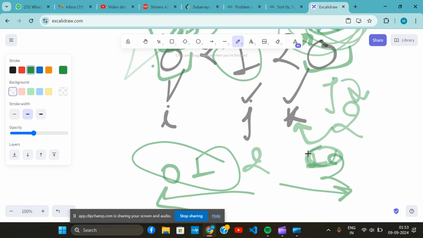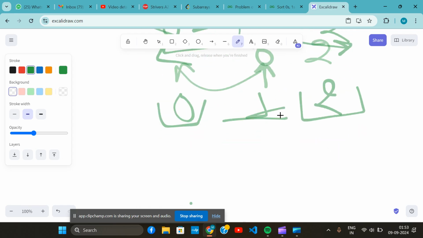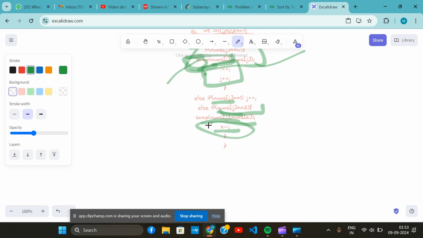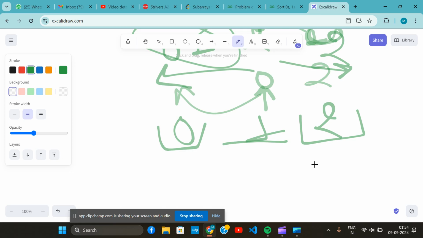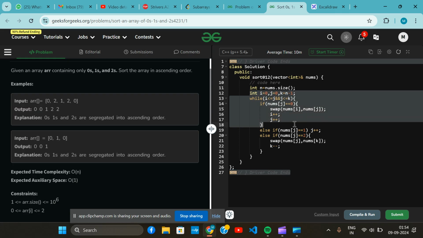So if it is 0, and I swap, then 0 and 2 are here after swapping nums of J and nums of K. Then I have to swap nums of J with nums of I also. So I don't have to increase the J pointer here. I have to only decrease the K pointer, that is toward the starting of the array. Okay, so that's my solution, and you can see here the code is also the same. I am understanding that code.